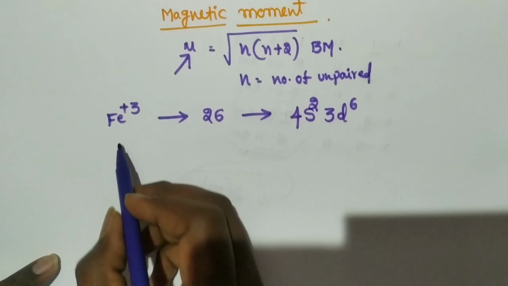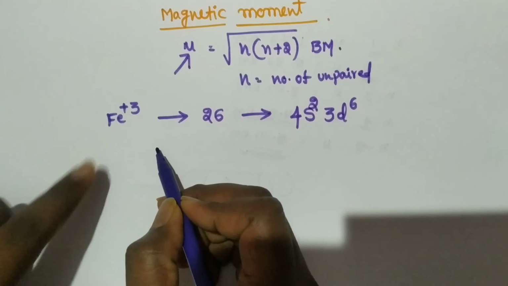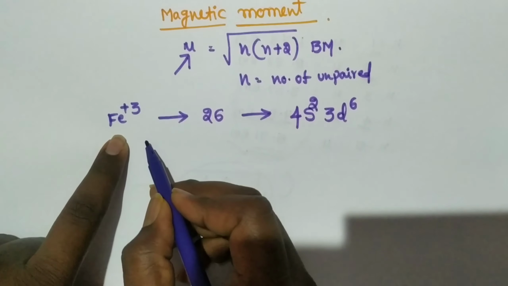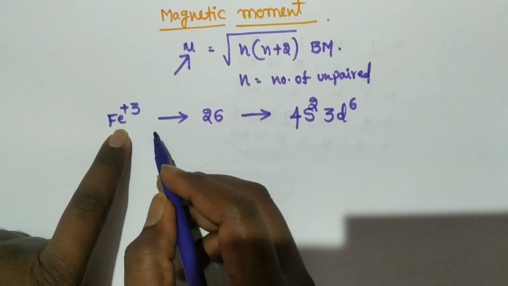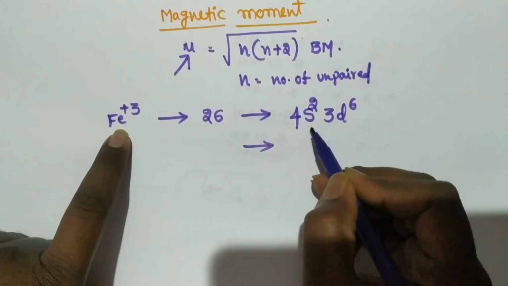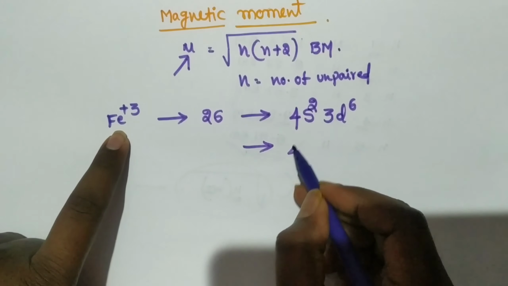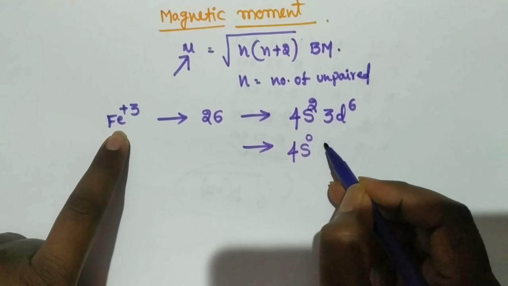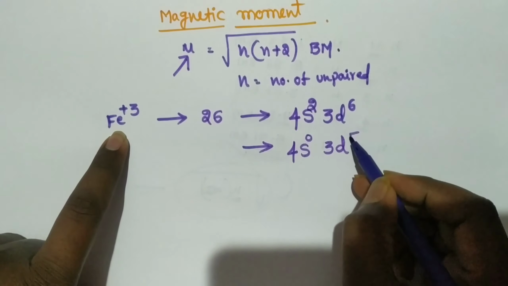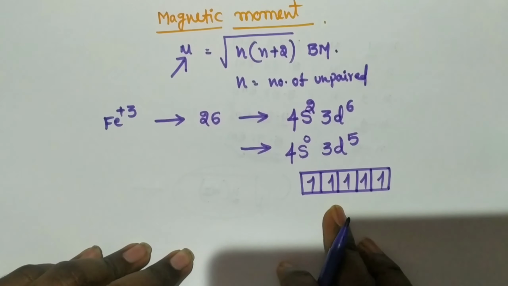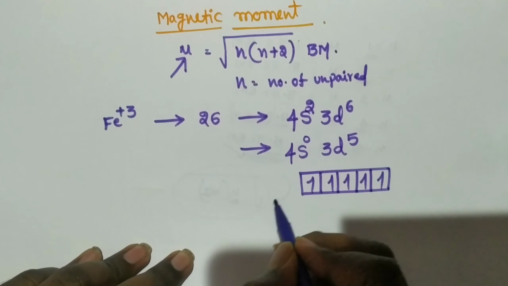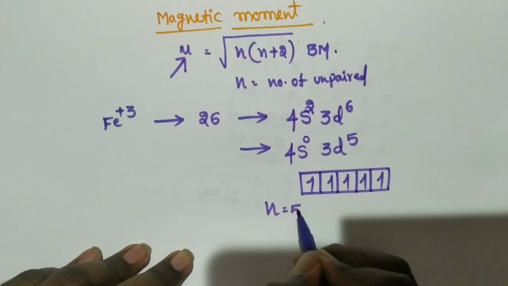So here, see Fe plus 3, right? Fe plus 3 means 3 electrons are lost by the iron. So we will remove 3 electrons from the valence shell. So it will become 4s0 3d5. So how many unpaired electrons are there here? 5 electrons are there. So the n value here is 5.